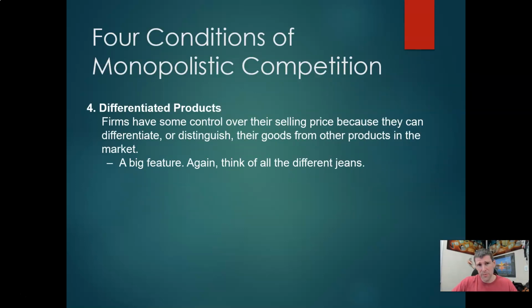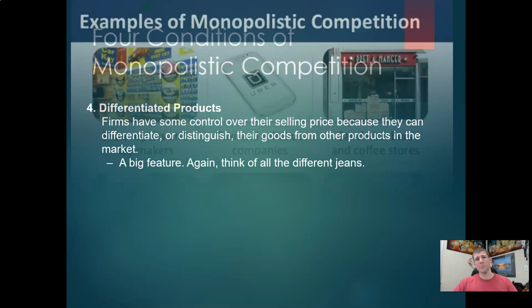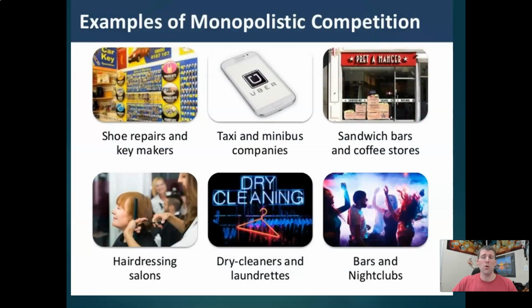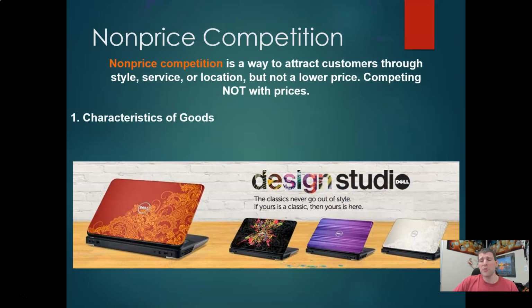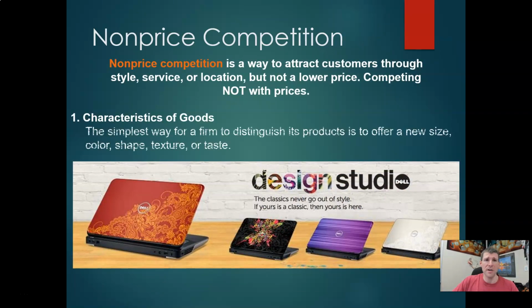And the differentiation is going to be the big thing, right? Differentiate the product, which means different prices. Okay, so here are examples of markets with monopolistic competition: sandwich bars, hairdressing salons, bars and nightclubs. All right? And the way you can compete. So we always think of price as being the big way you can compete, but there are other ways also, and you see this a whole lot in monopolistic competition.